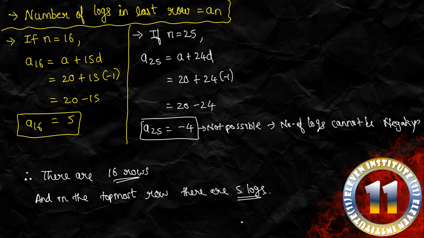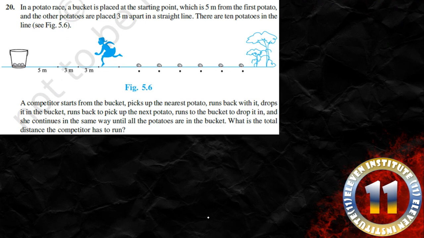Alright, I hope you have written this. Let us now move to the last question of this chapter, number 20. Again, we will first understand the question from this image and then finally focus on what they have told us to find. They have told us to find total, means we have to find a particular type of sum. Total distance the competitor has to run.